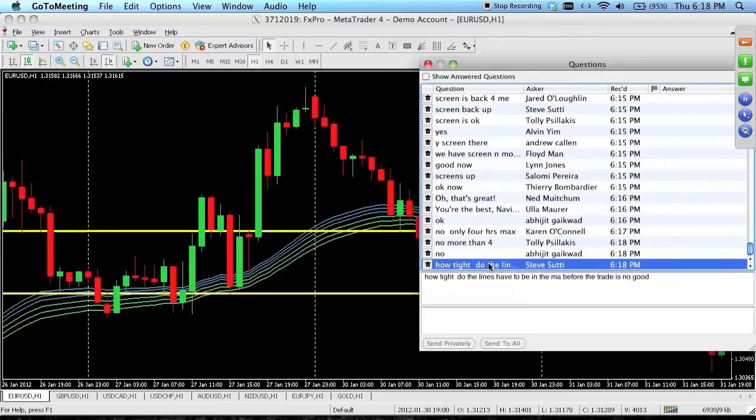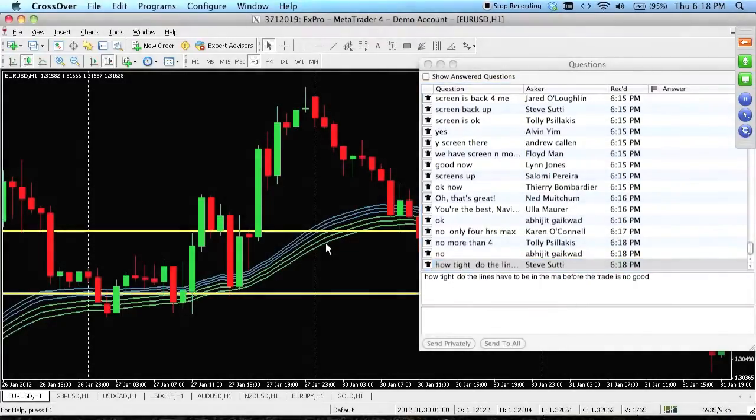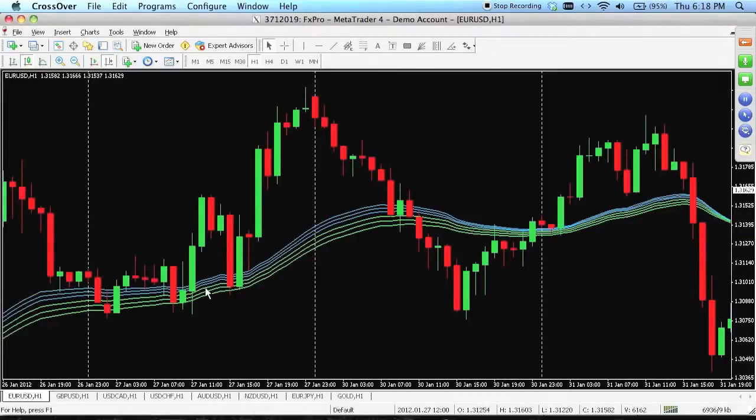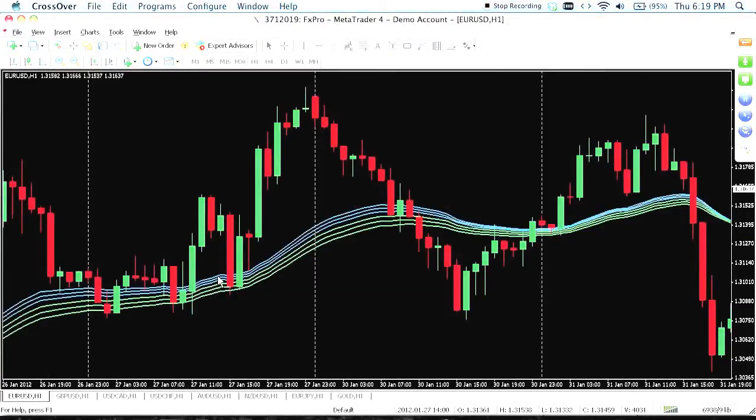Okay, how tight do the lines have to be to the MA before the trade is no good? Steve, can you repeat that again? How tight do the lines have to be in the MA before? Oh, okay, you're talking about the congestion. Let's take a look at a congested area. Can you actually look through all of these MAs? Can you look in between all of them and see black space? You can see them, right?